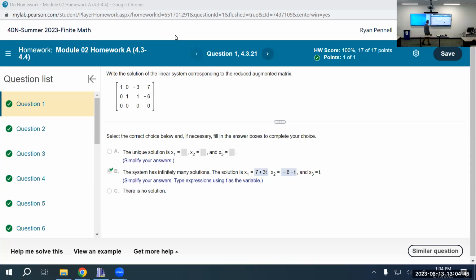We have a lot to go over, but we're going to really dive into this idea of systems of linear equations, and then we're going to expand that idea into matrix algebra. So that's where we're going to end, the idea of matrix algebra.